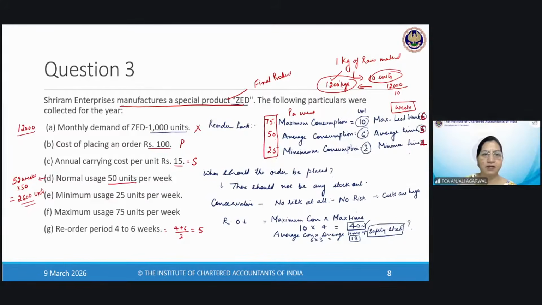The same question, if I twist it: Shriram Enterprises manufactures a product which requires raw material Z, and the monthly requirement or demand of Z is 1,000 units. Then your usage would have been 12,000. It manufactures a special product requiring Z, and monthly demand of Z is 1,000 units. Then it would have become 12,000. But in this case, it's the final product. So from usage, we will calculate 52 into 50, 2,600 units.